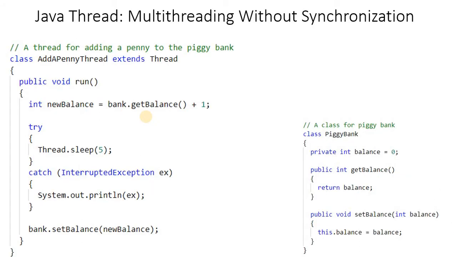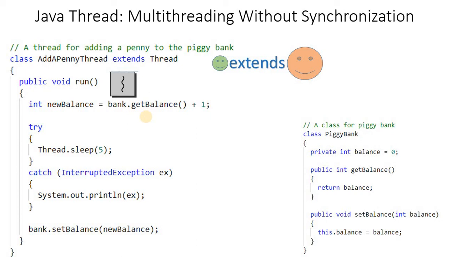Here's the code, multi-threading without synchronization. Alright, first look at the big picture of this code. What's happening? Something is extending. What is extending? AddPenny extends Thread. Thread is the parent class, and AddPenny is the child class. The second part is important here, which is the run method. The run method came from the parent.